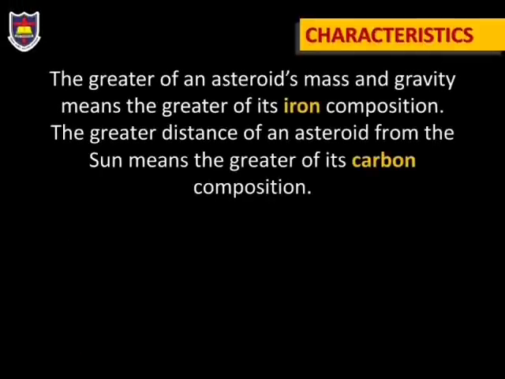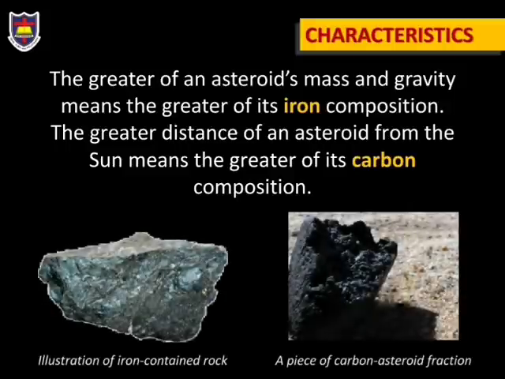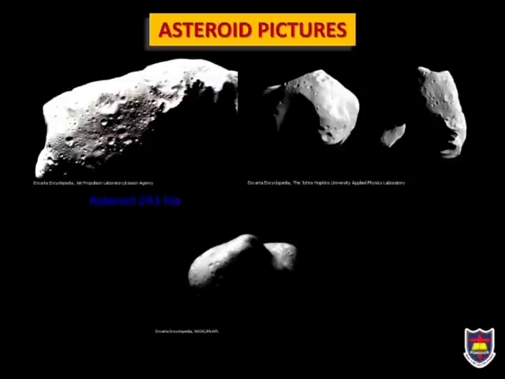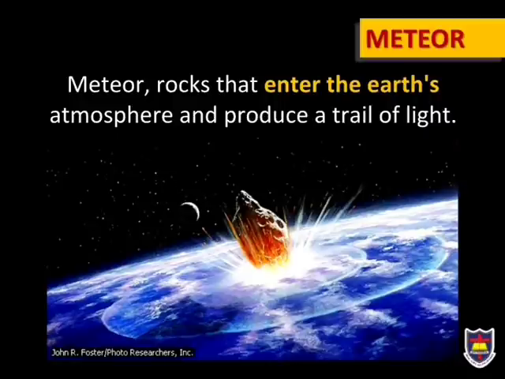The greater an asteroid's mass and gravity, the greater its iron composition. The greater an asteroid's distance from the Sun, the greater its carbon composition. This is the picture of an asteroid. Next, we will learn about the meteor. A meteor is a rock that enters the Earth's atmosphere and produces a trail of light. A meteor is also called a shooting star.